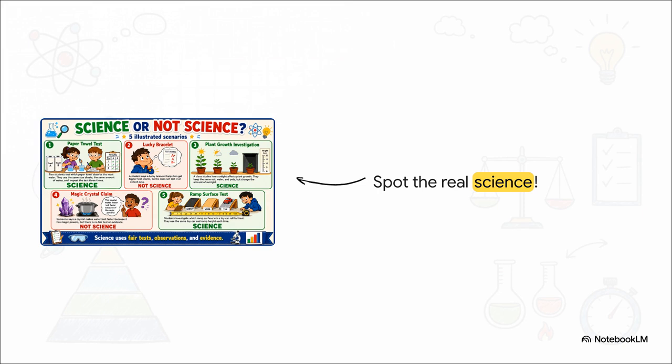Imagine someone tells you about a lucky bracelet. A student claims wearing it gets him higher test scores, but he doesn't ever test it or collect any actual data. Is that science? Nope. No way. Or what about a magic crystal that supposedly makes water boil faster because of its quote-unquote magic powers, but there's absolutely no fair test or evidence provided? Automatically disqualified. True science relies on fair tests, careful observations, and hard evidence, like properly testing paper towels for absorbency or running that strict plant growth investigation we just talked about.